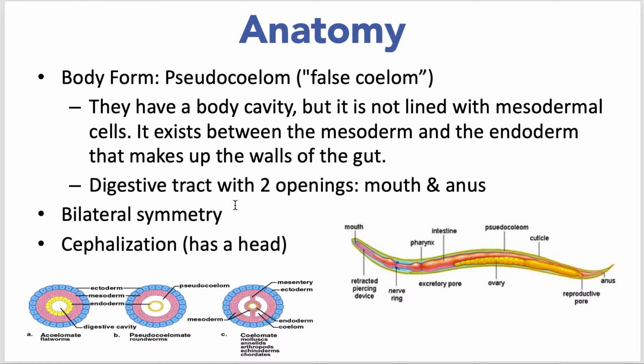Right. Their digestive tract has 2 openings. So now we're finally in a category of animals with two ends to their digestive system. And they have bilateral symmetry, and they have cephalization. That term means they distinctly have a head on their body.